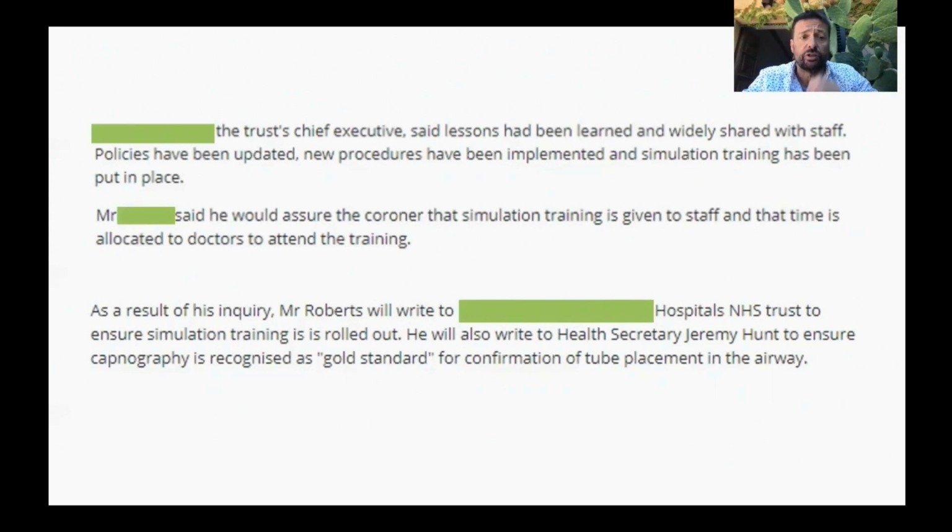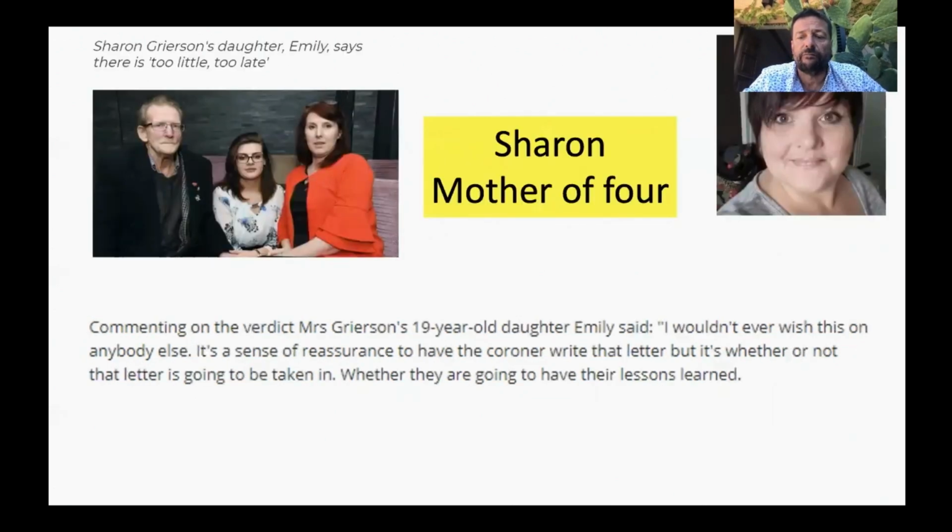Implementation: simulation training has been given to the staff, and the family, as it were, on the footsteps of the coroner's court, grieved, but emphasised most importantly, they did not want to see it happen to other individuals.